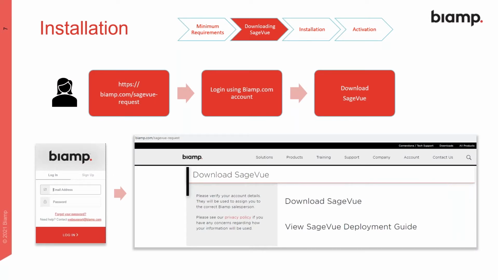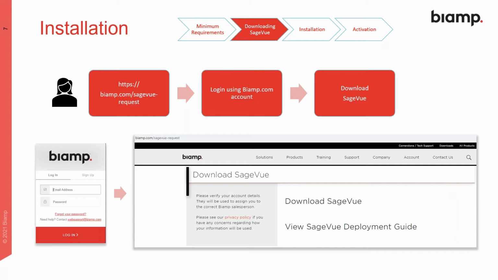So to get started, we first need to download SageVue. Downloading SageVue is a very simple process. It does require a Biamp.com account. So for those of you that have one, you can use your existing credentials to log in. For those of you that don't, welcome. You can create a username and password here.